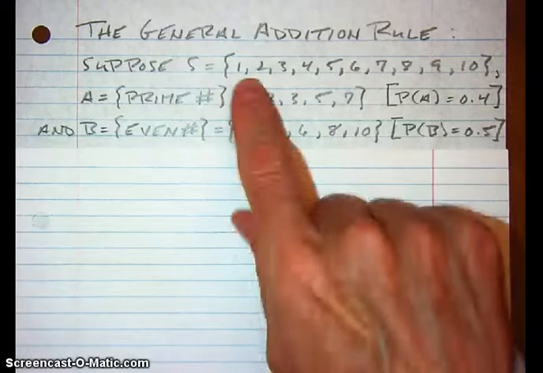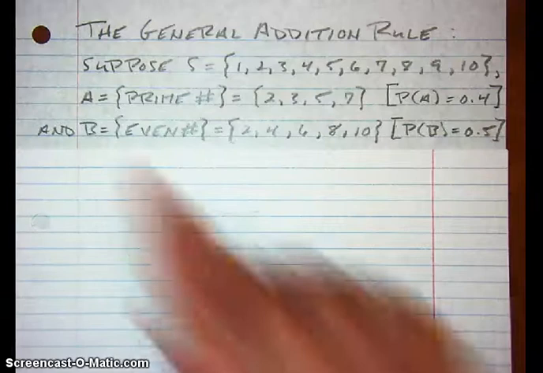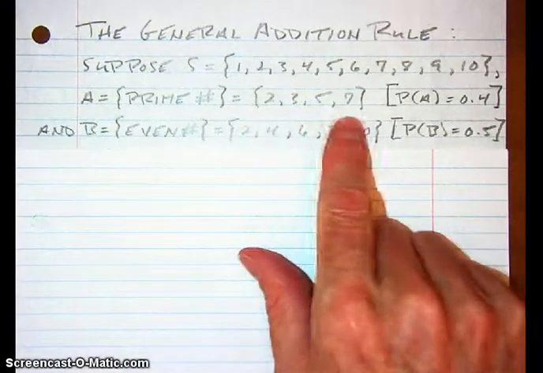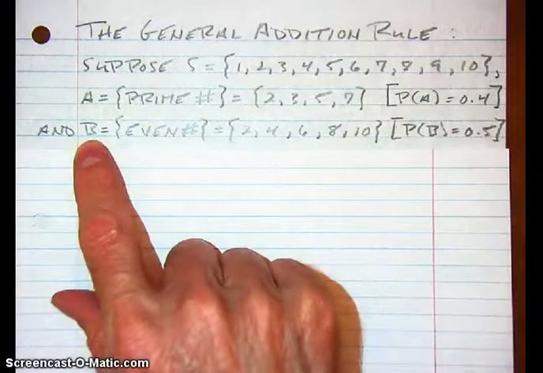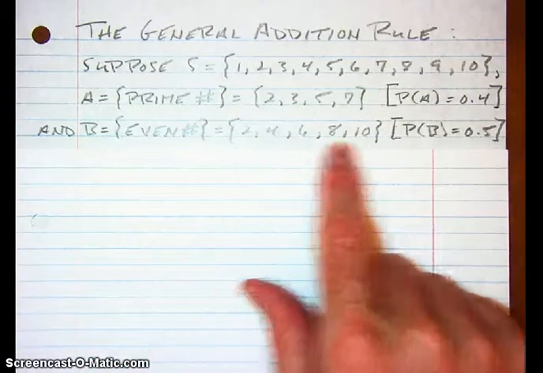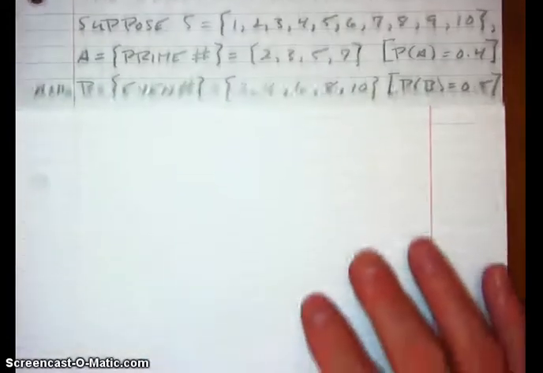Sample space is the numbers 1 through 10, and we're going to select a number at random. The event that we draw a prime number contains 2, 3, 5, and 7 as outcomes, and the probability of that event A is 0.4. Event B is that we draw an even number, and the outcomes in that event are 2, 4, 6, 8, and 10, and the probability of that event B is 0.5.